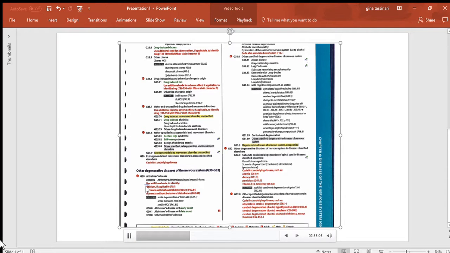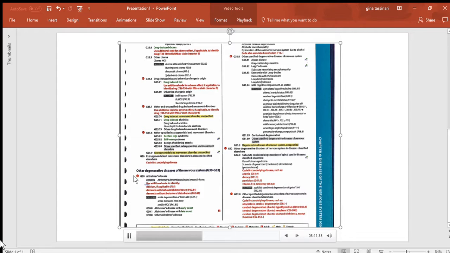It also has a "use additional code to identify." So this is telling you that you need a secondary code. The first one says delirium, if applicable, so you would only code that if it was applicable. The second two are dementia with behavioral disturbances. Here's our F02 code, F02.81. Our Alzheimer's disease did not specify that there was a behavioral disturbance. Dementia without behavioral disturbances, F02.80.